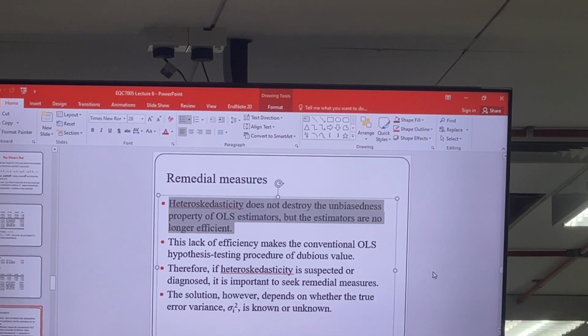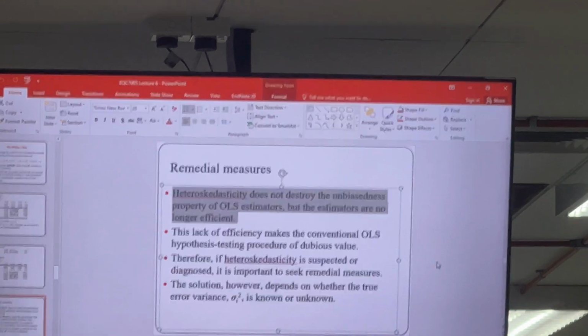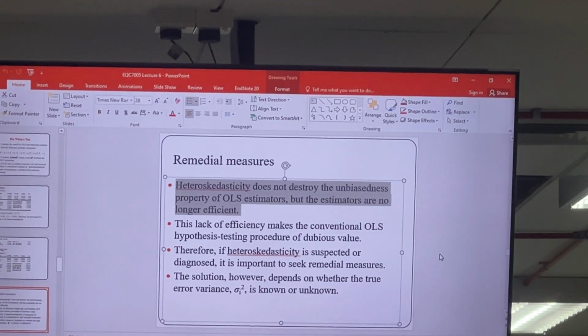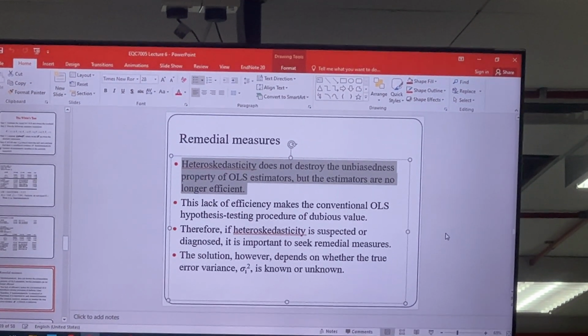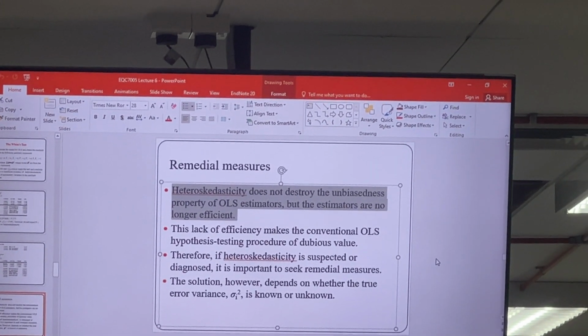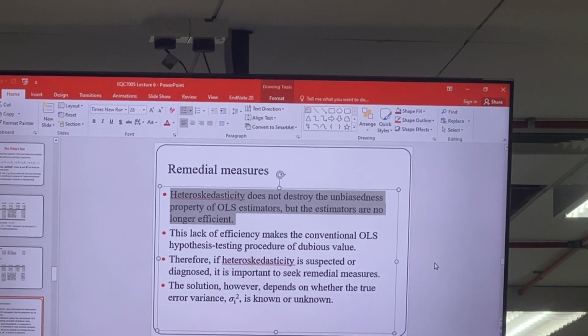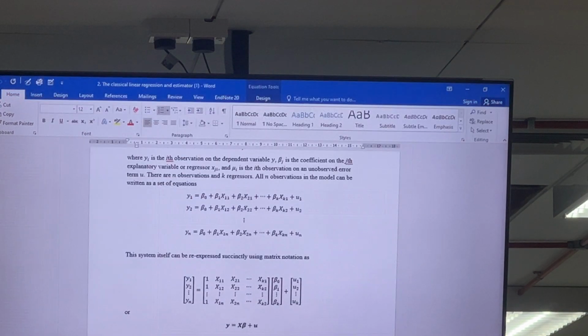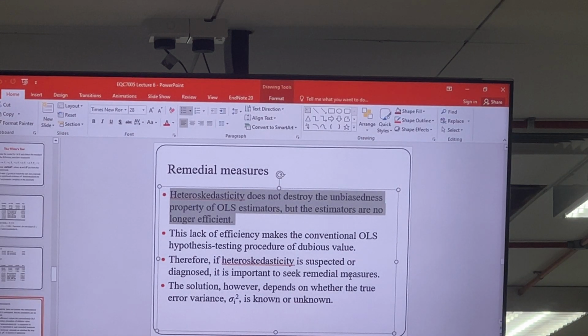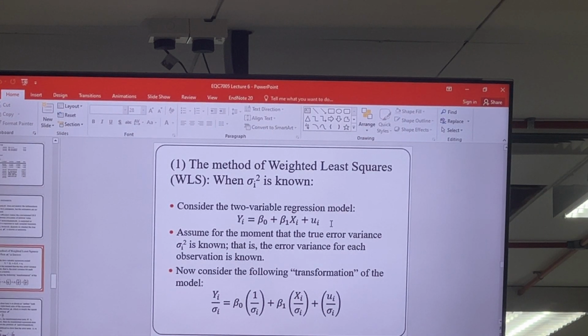Therefore, if heteroscedasticity is suspected or diagnosed, then it is important to seek remedial measures. The solution, however, depends on whether the true error variance sigma i squared is known or unknown. Whether the variance of this u, the error term, is known or unknown. Normally it is unknown, but if we know the value, then we can use this one. But we have alternative methods for the case of unknown values.